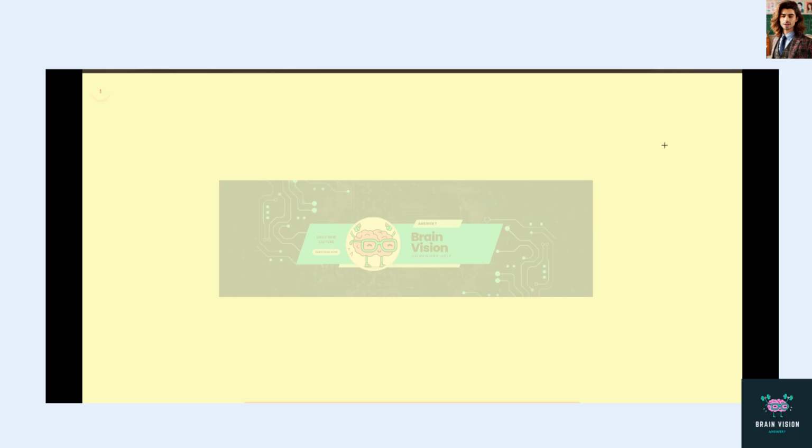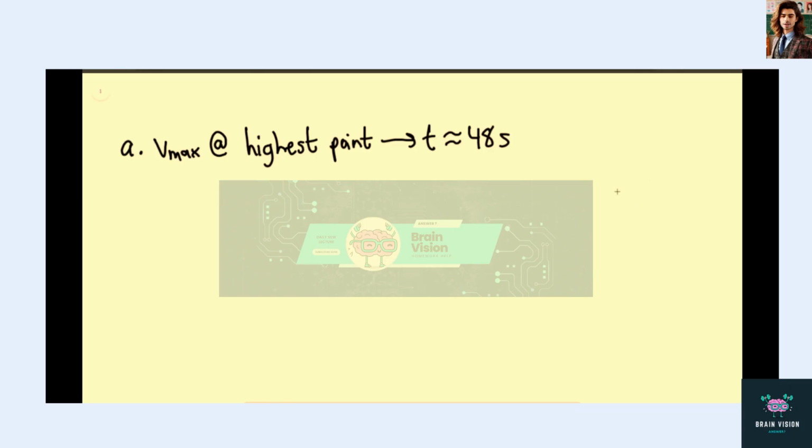Although they should be close, you might have different answers by a few seconds. So for part A, they want us to find the greatest velocity, and because this is a velocity versus time graph, we can say that the greatest velocity would be found at the highest point of the graph. So we can say velocity max at highest point. And we can say that this roughly corresponds to a time of approximately equal to 48 seconds. So at 48 seconds, there is the maximum velocity.